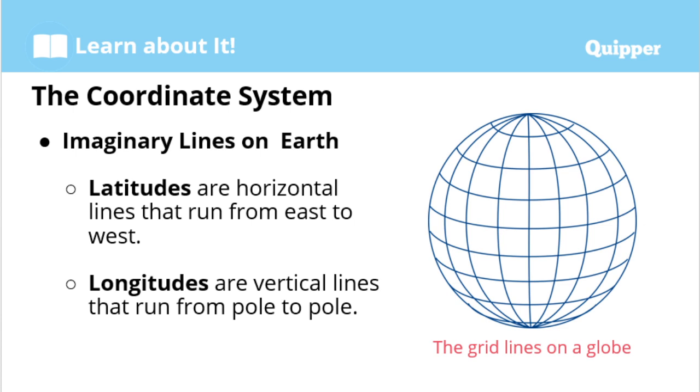Pag sabi natin longitudes, we call that one your vertical lines, or sila po yung patayo. So if you talk about this one here, this one there, those are your latitudes. Latitude po yan. When you talk about these standing lines here, your vertical lines, these are your longitudes. Right? So how does this help?